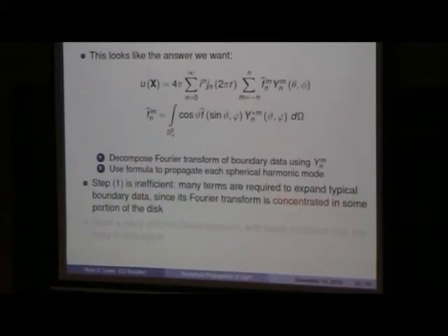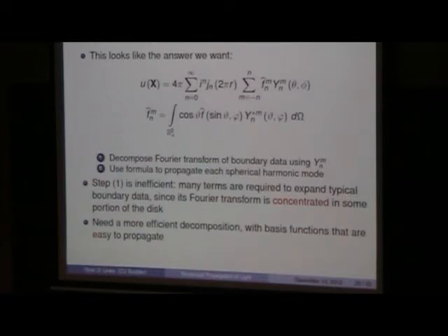Unfortunately, step one is very inefficient, and that's because typical choices of boundary data have Fourier transforms that are concentrated in some region. Expanding functions like that in spherical harmonics tends to be very inefficient. In other words, we'd like to truncate that top sum. You can't sum to infinity, and it takes many terms in that sum before they decay to a small enough level that you can truncate it with high accuracy.